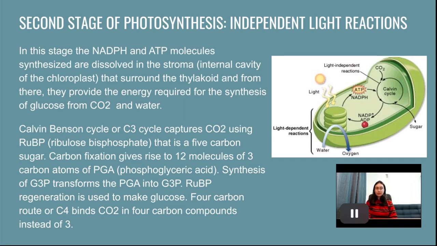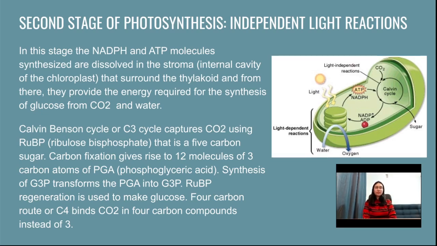Second stage of photosynthesis, light-independent reactions. In this stage, the NADPH and ATP molecules synthesized are dissolved in the stroma that surrounds the thylakoid, and from there, they provide the energy required for the synthesis of glucose from CO2 and water.